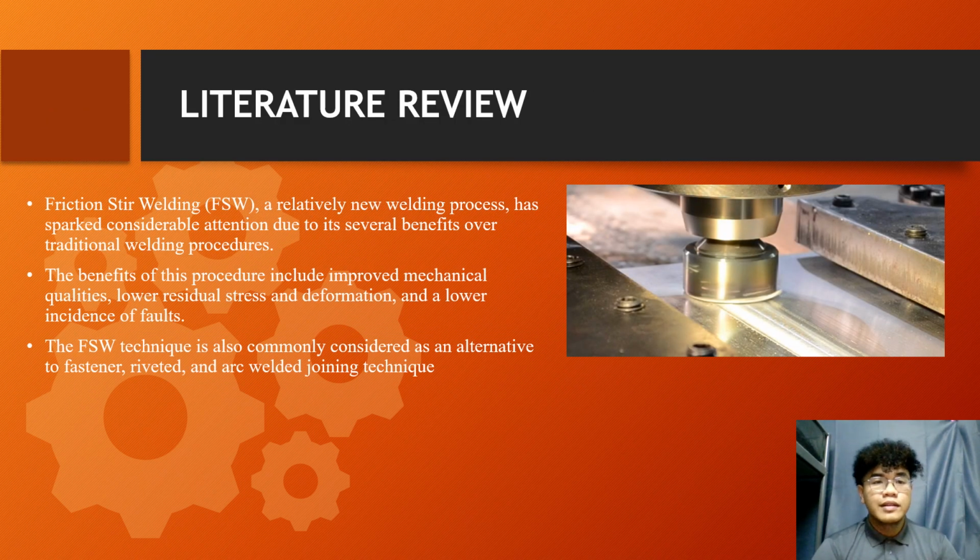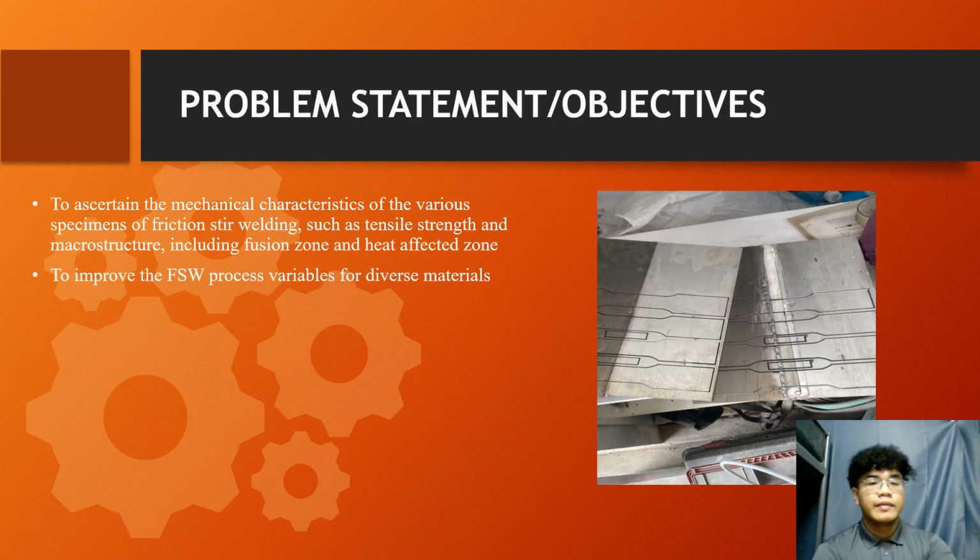Okay, next we go to the literature review. Friction stir welding is known as a new welding process that brings benefits over traditional welding procedures because this is a new technology in the welding world. The benefits of friction stir welding are improved mechanical qualities, lower residual stress and deformation, and a lower incidence of faults. The technique is also commonly considered as an alternative to fastener, riveted, and arc welding joining techniques.